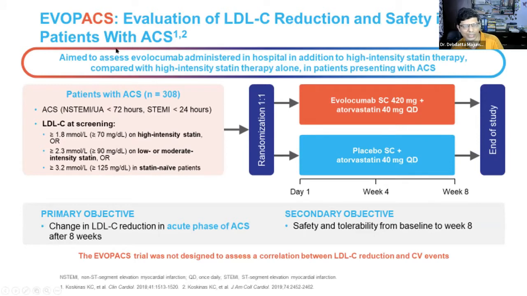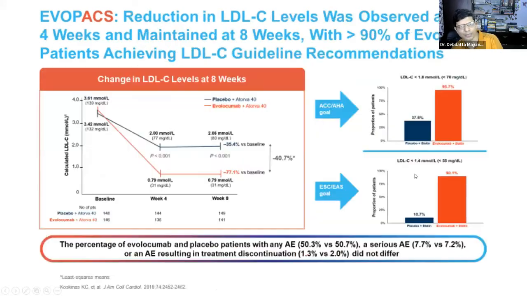That is what is being targeted in these two studies. One is EVOPAX, and what is shown here is that both the ACC goal and the ESC goal were achieved by 95% of patients, compared to 40% when you had evolocumab with statin.